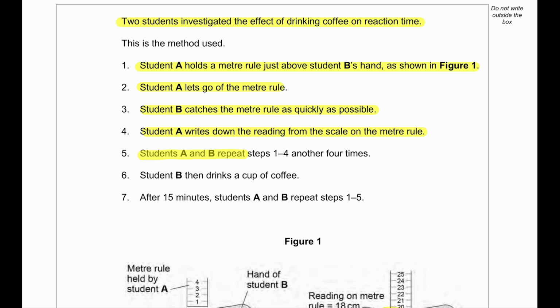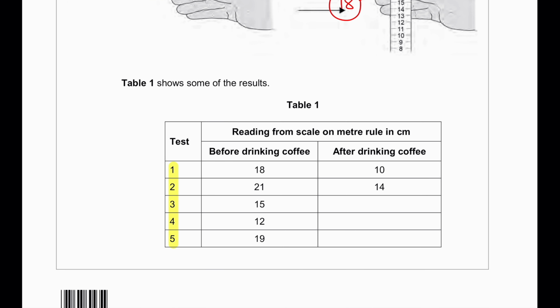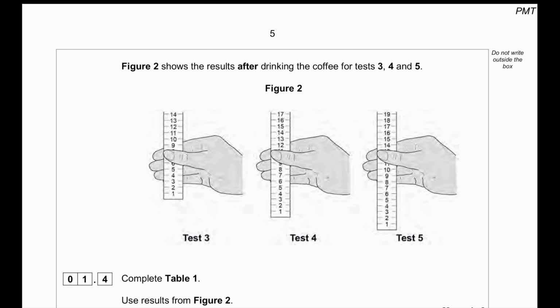Student A and B repeat steps 1 to 4 another 4 times. Student B then drinks a cup of coffee. After 15 minutes, student A and student B repeat steps 1 to 5. So tests 1 to 5, before drinking coffee and after drinking coffee. You can see for the first two, the reaction time has already decreased. Figure 2 shows the result after drinking the coffee for tests 3, 4, 5.